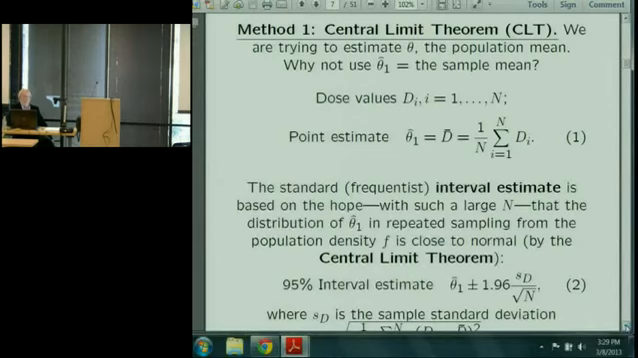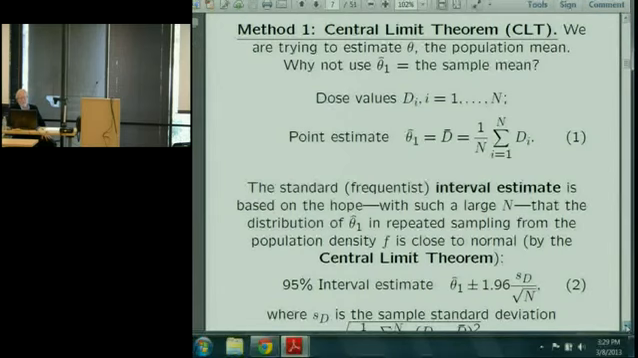So let's call the dose values d sub i, as i runs from 1 to capital N, and the point estimate theta 1 hat would be d bar, just the mean. And your standard frequentist interval estimate would be based on the hope, with such a large capital N, that the repeated sampling distribution of theta 1 hat would be close to normal. The central limit theorem is supposed to help here.